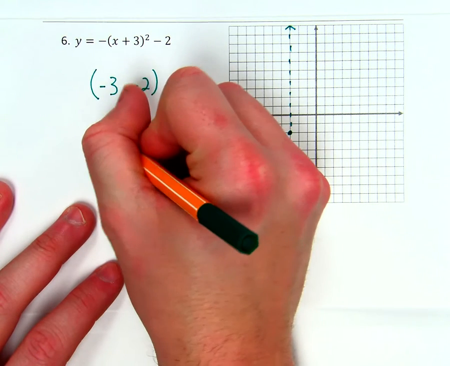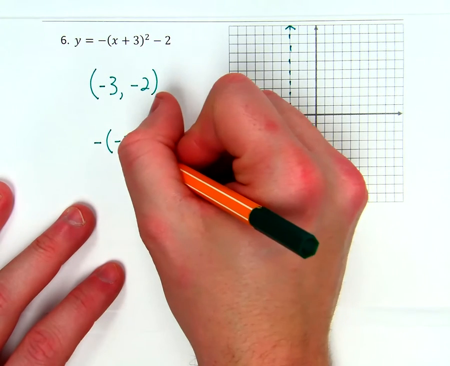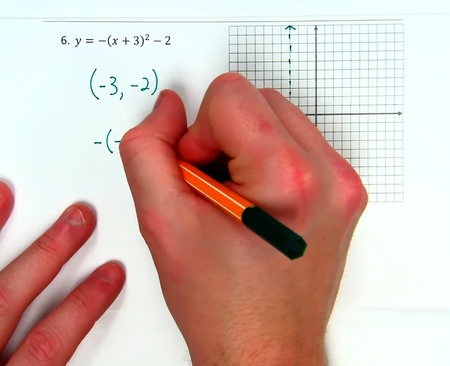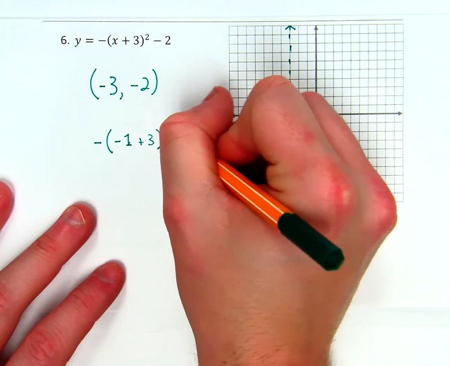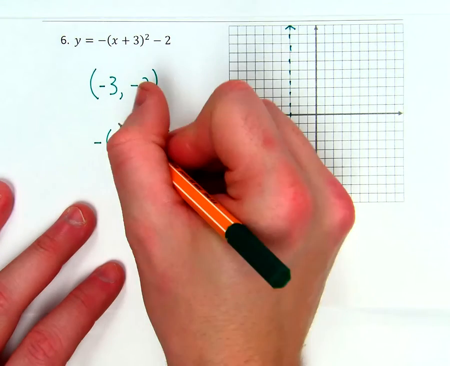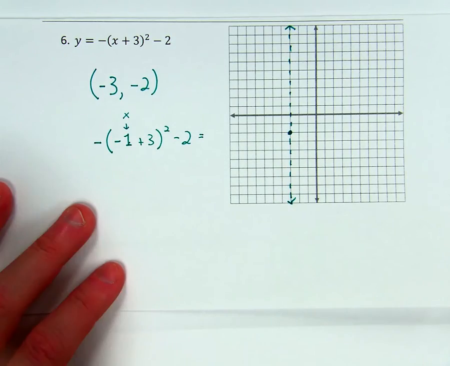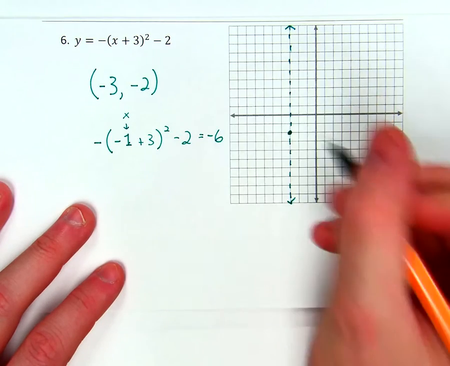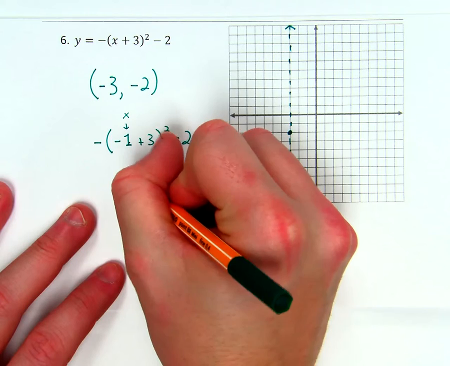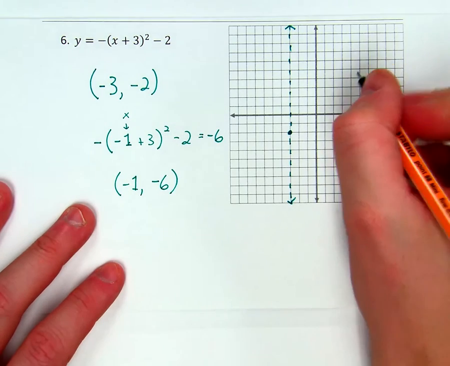We know that this quadratic is going to open down because the a value is -1. I'm going to make the x value -1 and see what y value turns up. I changed x to -1. If you enter all of this in your calculator, you should get -6. So an x value of -1 produces a y value of -6.